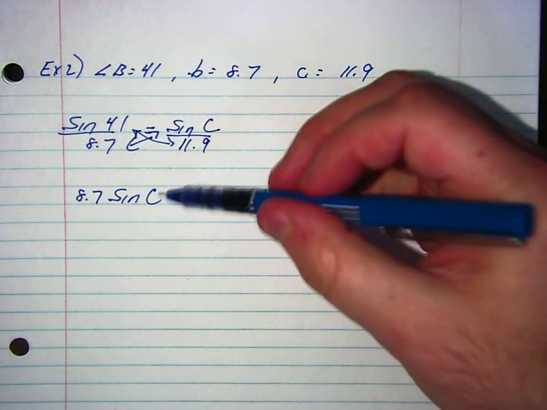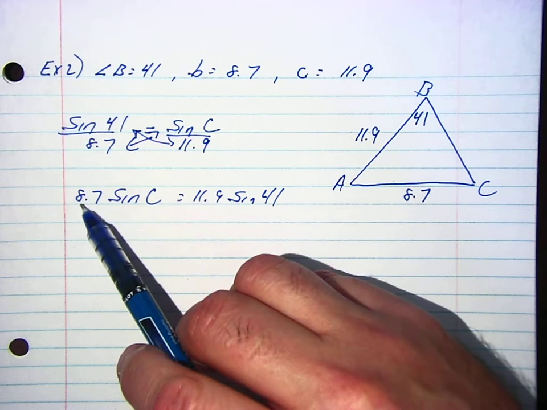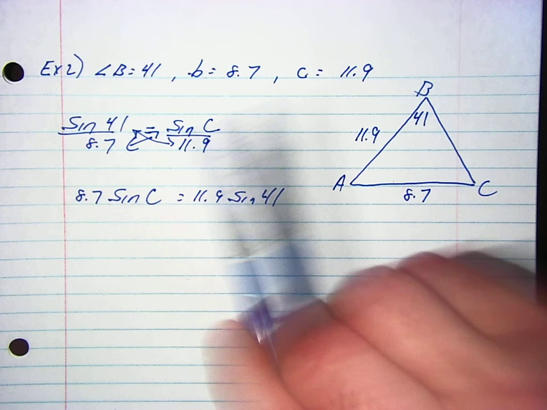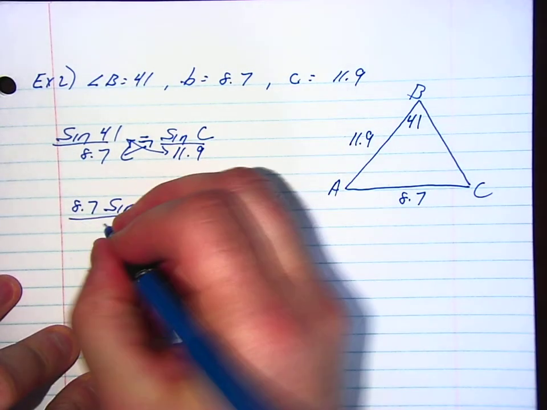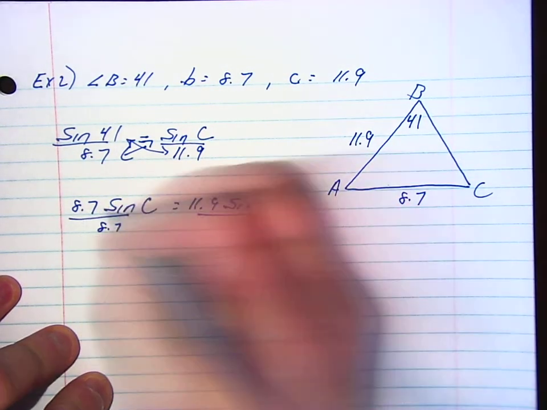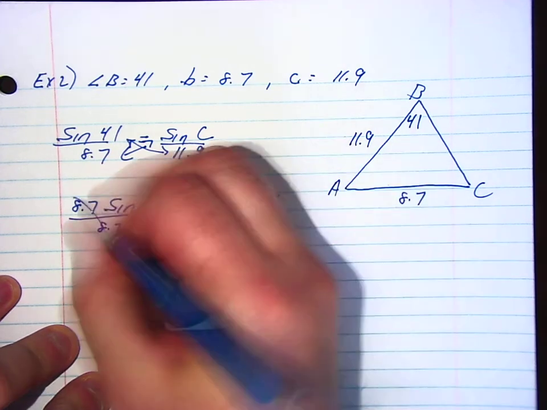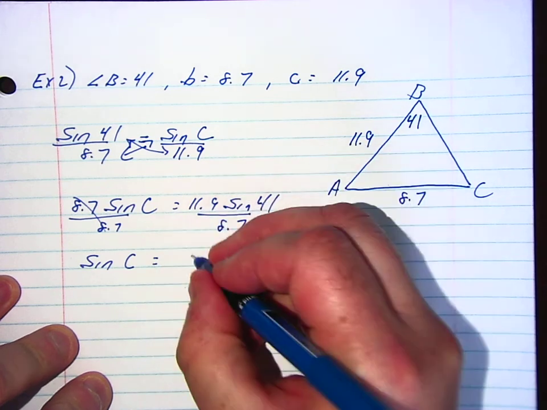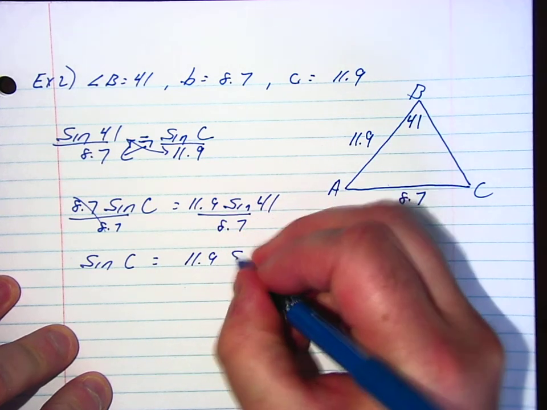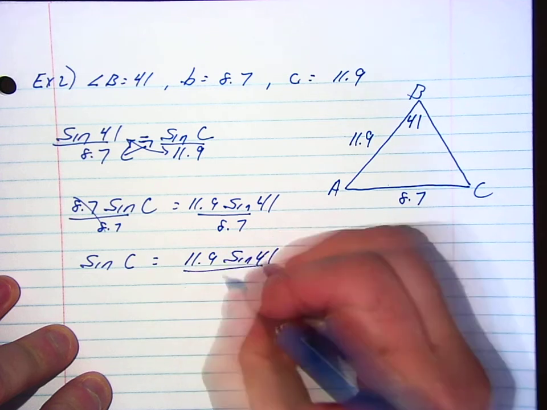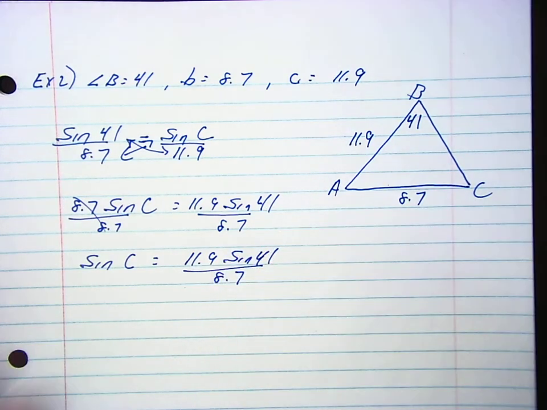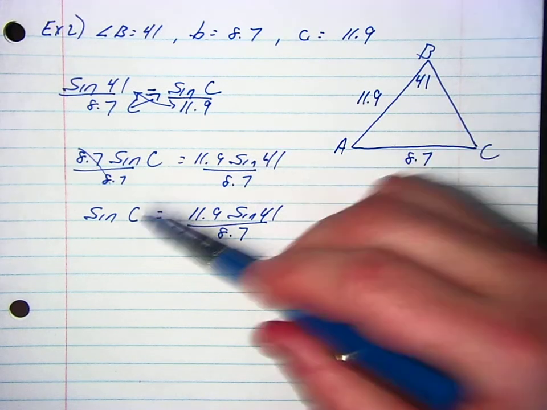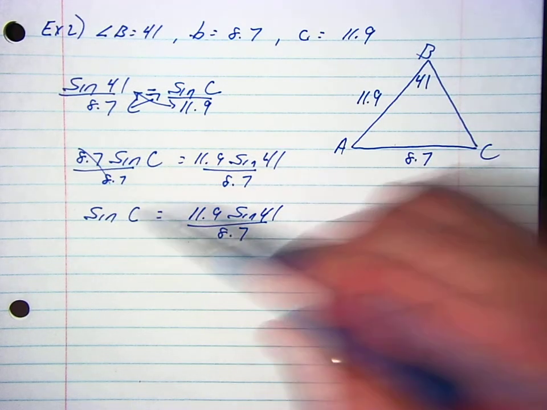Now, I've got to get big C by itself, which means I got to get rid of the 8.7 and I got to get rid of the word sine. I can't do both of those at the same time. So the first thing I'm going to do is divide by 8.7 because that's being multiplied. They cancel. I have the sine of angle C equals 11.9 times the sine of 41 over 8.7. Now, please don't go putting this in your calculator. You did not solve for C yet. You have the sine of angle C equals this.